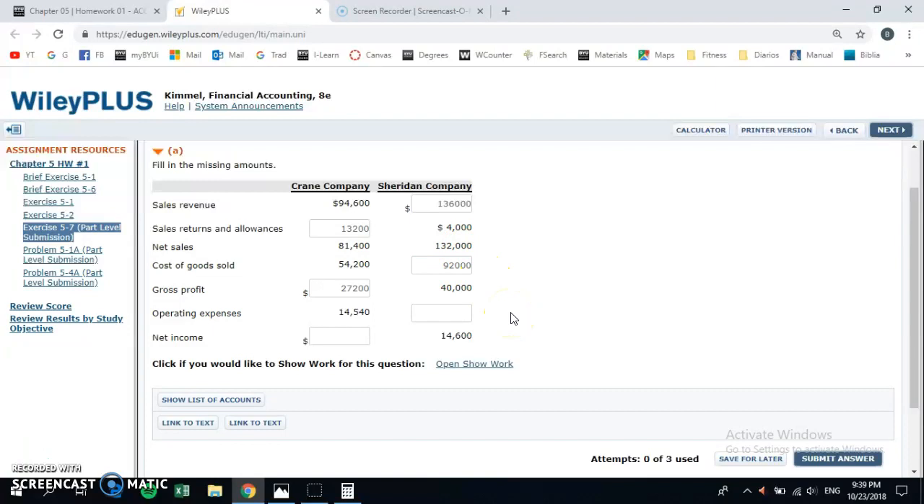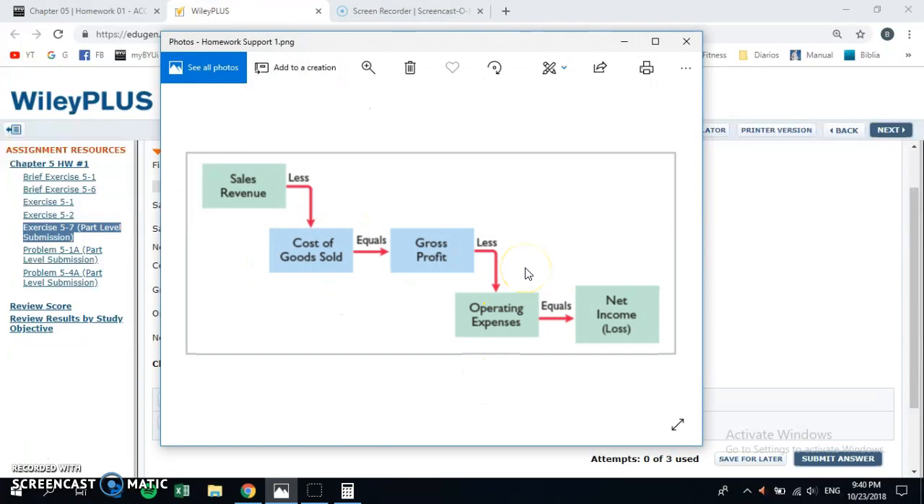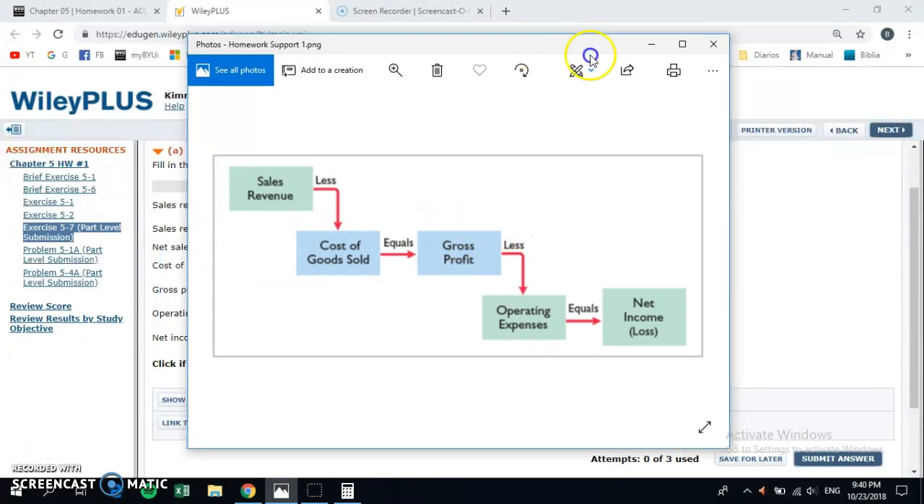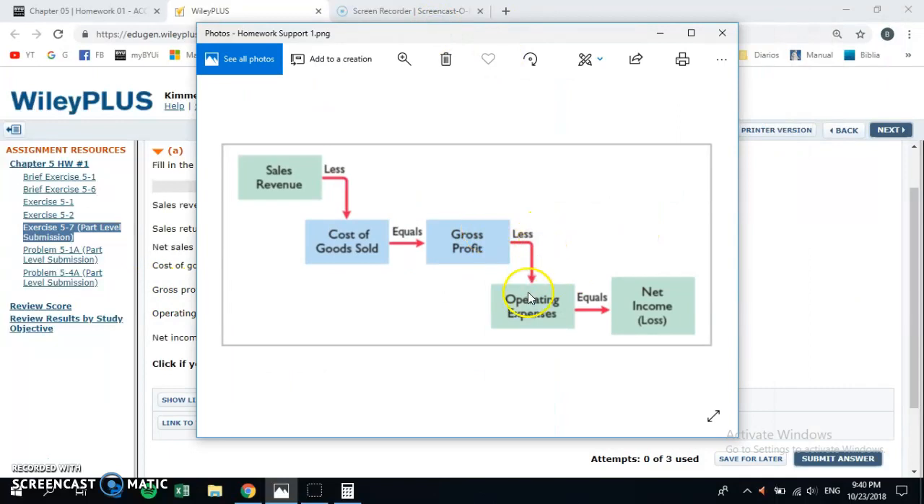So what do we have to calculate now? We have gross profit. We need to know the operating expenses. So we go back to our formula, and we know that gross profit, which we now have the numbers for, minus operating expenses equals net income. That's the way we're going to calculate this. We're going to take gross profit, and if we take operating expenses from it, we get the net income.